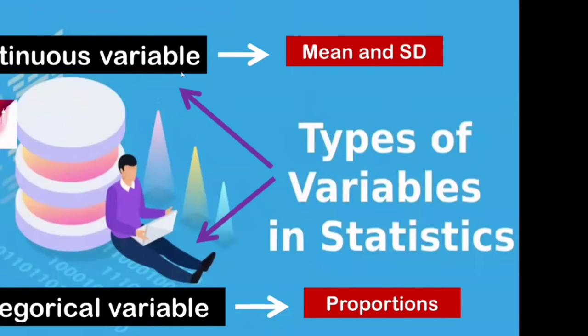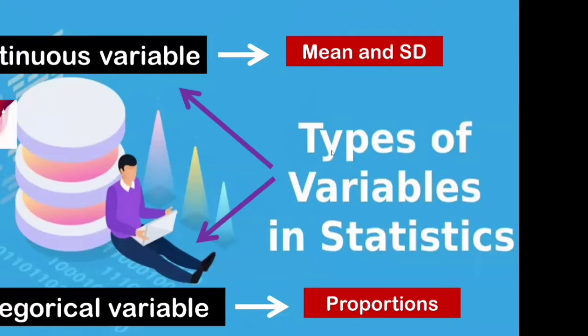There are two types of variables, continuous variable and categorical variable. So let us consider our primary objective, anesthetic efficacy. How are you going to determine the anesthetic efficacy? By visual analog scale. Visual analog scale means it's going to be a continuous scale. Mean and standard deviation, it is a continuous variable. So a primary outcome measure is a continuous variable measured in mean and standard deviation.